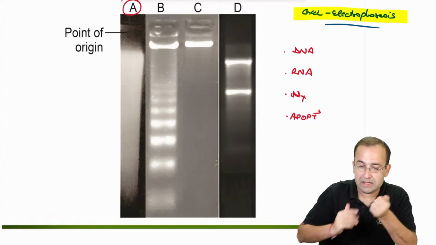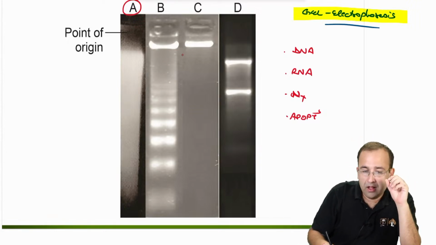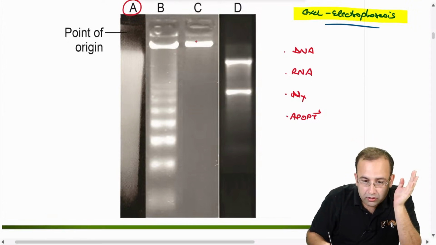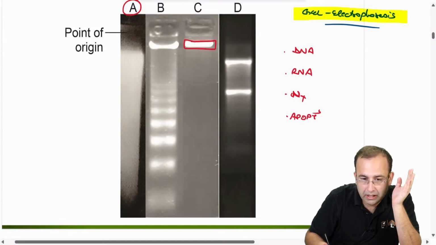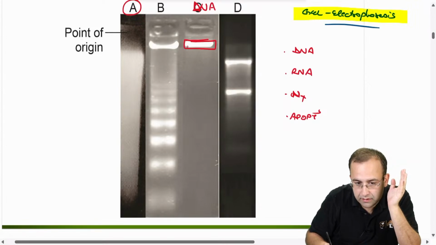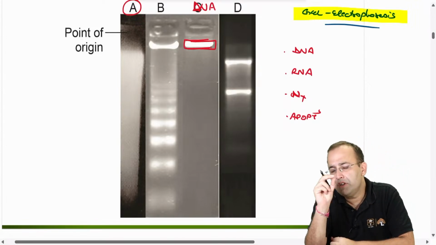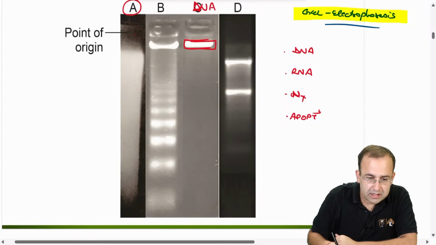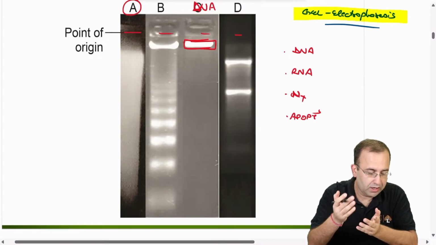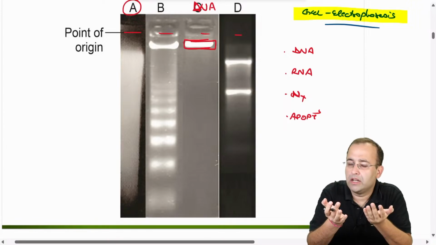But your column A, what do we see? Let us first start with column C. Column C is normal DNA. How do I know that? Because it is a single band. It is a single discrete band which is close to the point of application of the sample. This is the point of application of the sample. Sample was put here. It is heavy, so it migrated less: normal DNA.